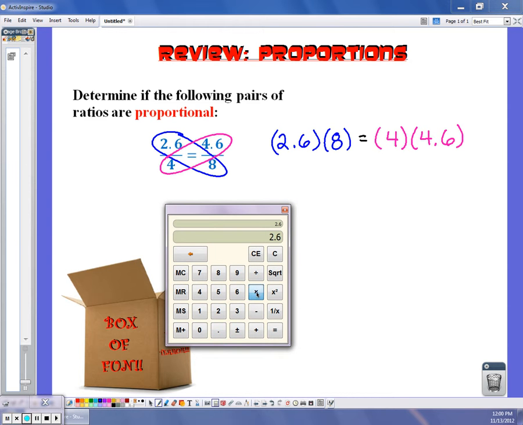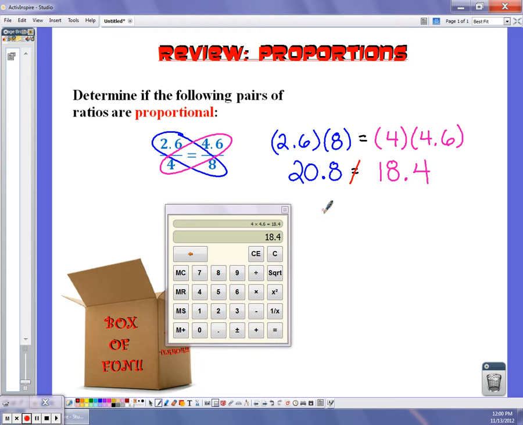2.6 times 8 will give us 20.8. And then on the other side, we'll try 4 times 4.6. 4 times 4.6 will give us 18.4. Now that we have this, we can clearly see that 20.8 is not equal to 18.4, and therefore we can say that these two ratios are not proportional.